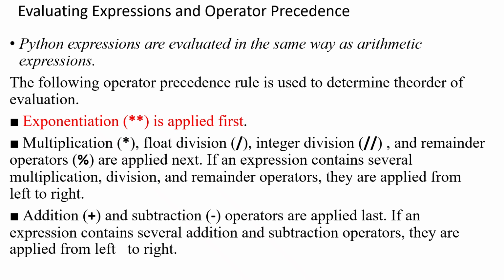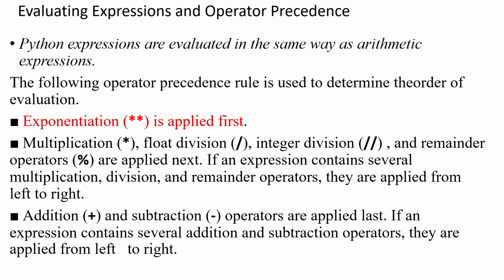Evaluating expressions and operator precedence. Python expressions are evaluated in the same way as arithmetic expressions. The following operator precedence rule is used to determine the order of evaluation. Exponentiation is applied first, then multiplication, star, floating division slash, integer division double slash, and remainder operator percentage are applied after. If an expression contains several multiplication, division and remainder operators, they are applied from left to right.